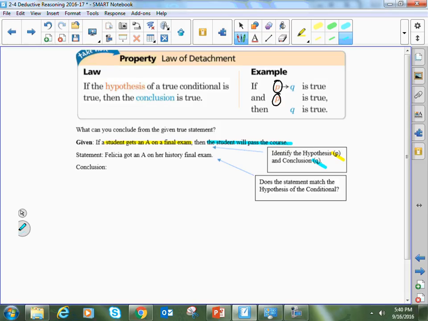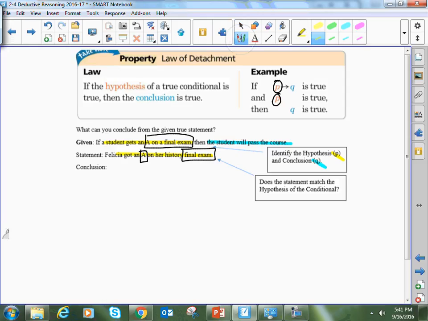Well, what we want to know is, does the statement, the one that's not a conditional statement, but just a statement, have a subject that is the same as the hypothesis of the conditional? When we look at it here, in the hypothesis we're talking about a grade, an A on a final exam. And Felicia is talking about getting an A on her final exam. So they are, in fact, talking about the same thing. They go together, so I'll color code them the same.